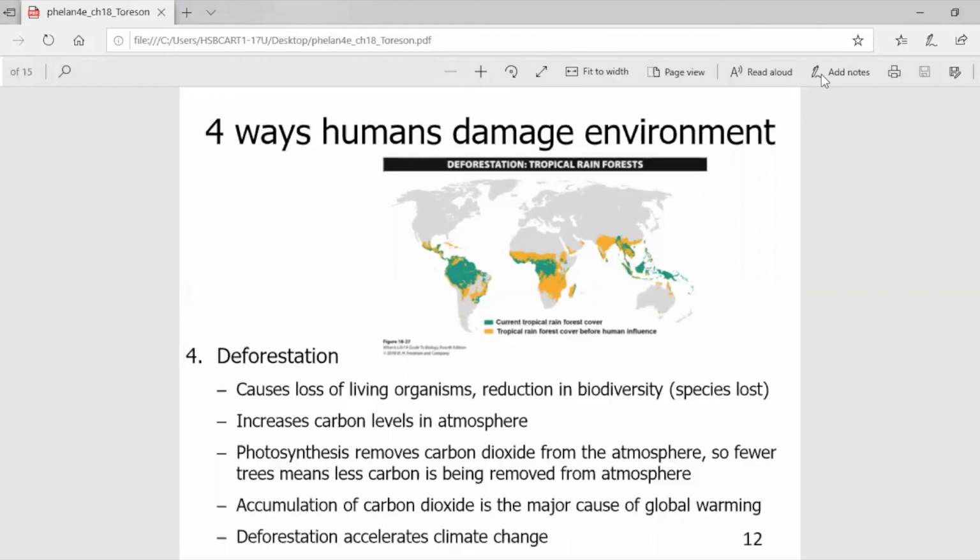This is because, and we remember this from Unit 2, in photosynthesis, plants absorb carbon dioxide from the atmosphere in order to synthesize carbohydrates. If there are fewer trees and fewer plants, that means there is less carbon dioxide being absorbed from the atmosphere. Accumulation of carbon dioxide in the atmosphere is a major cause of global warming. So deforestation will accelerate this warming of the globe.